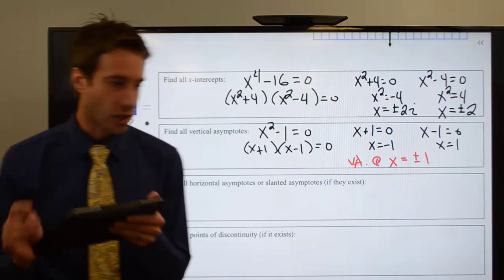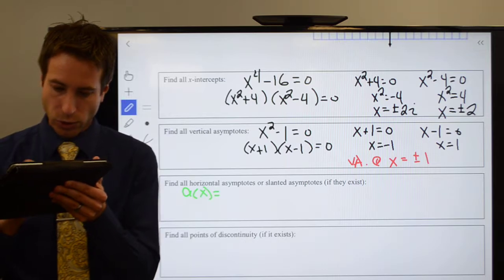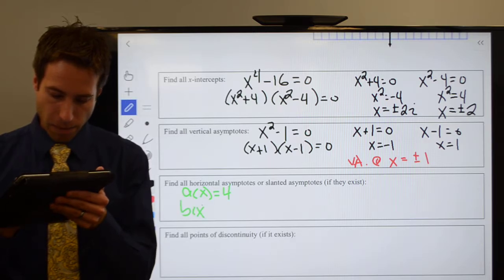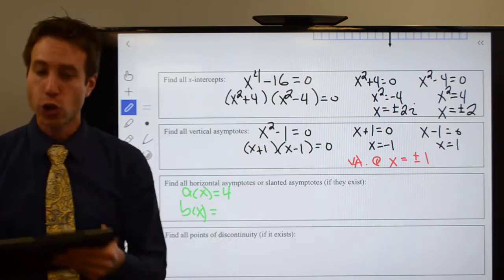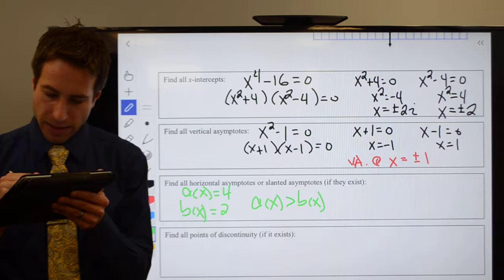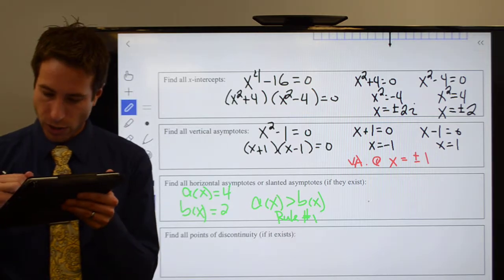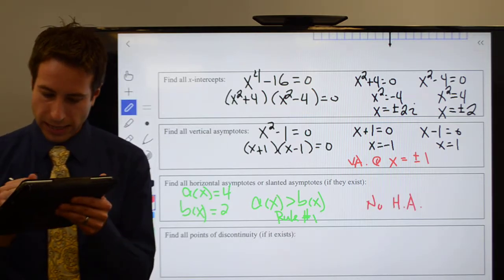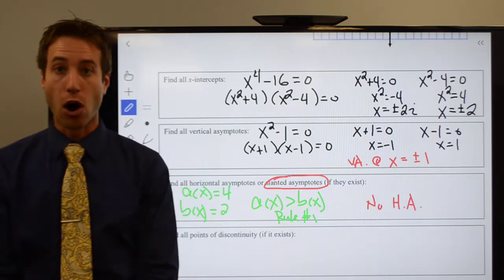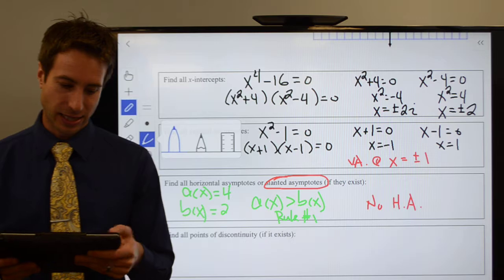All right, let's find ourselves a horizontal asymptote, if there is one. The degree of the top is 4. The degree of the bottom is 2. That means the degree of the top is greater than the degree of the bottom. This is rule number 1, and that rule number 1 just keeps showing up. No horizontal asymptote. Instead, we have a slanted asymptote. So we're going to be doing either long or synthetic division. Hope synthetic works, but I don't know. Let's see what happens.